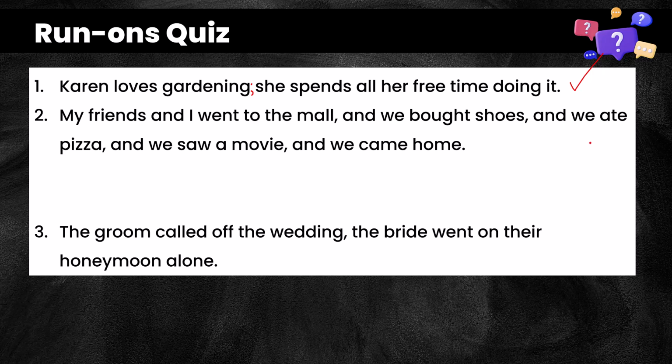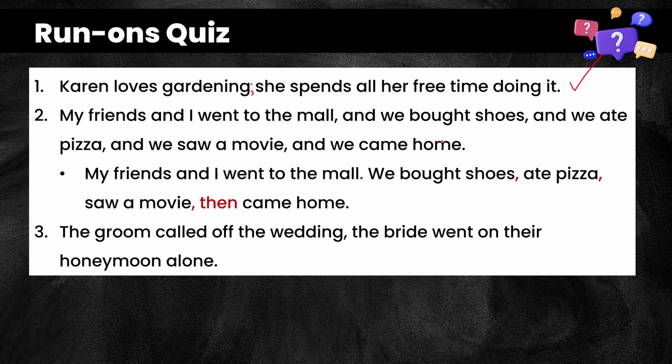Number 2, this is a polysyndeton. We have to break this up into multiple sentences or rephrase it. So, for example, my friends and I went to the mall. We bought shoes, ate pizza, saw a movie, then came home. Here we are taking out these unnecessary coordinating conjunctions and also the pronoun we, which is repetitive.